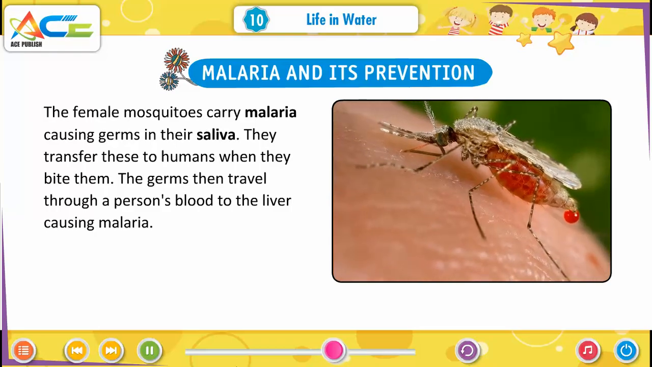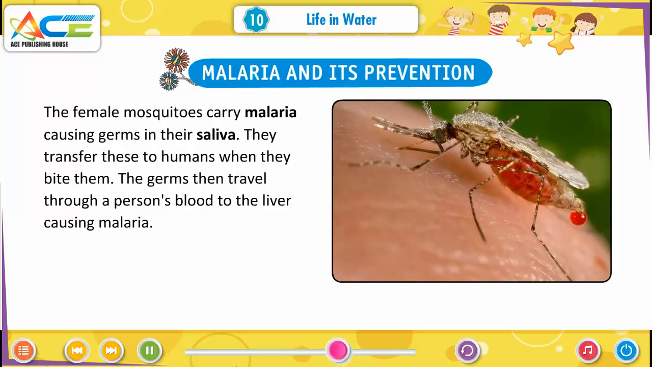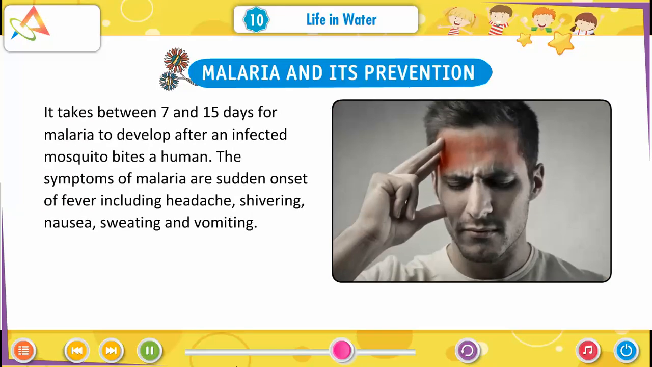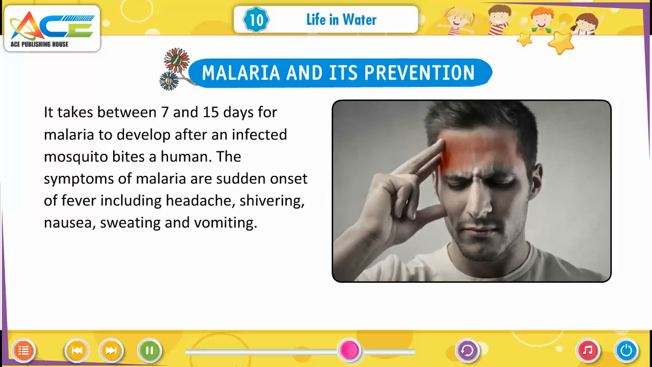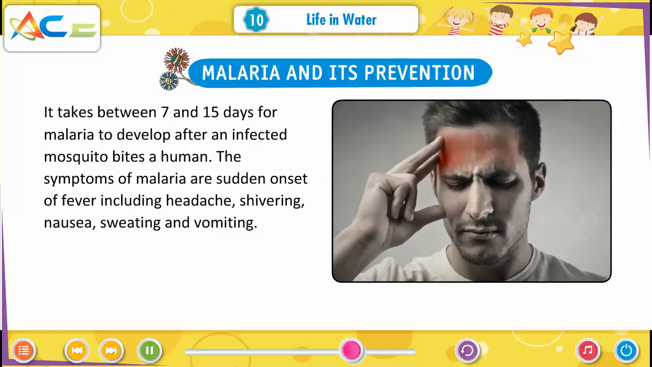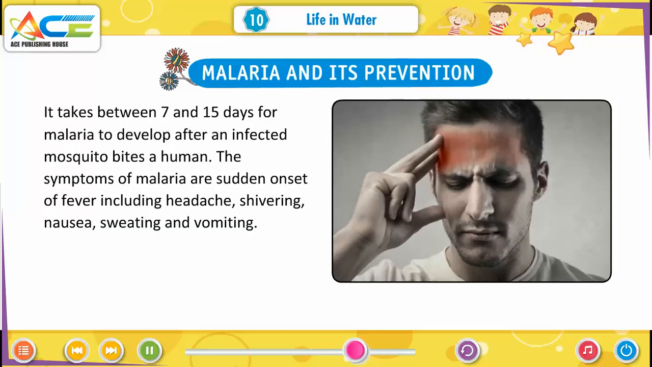They transfer these to humans when they bite them. The germs then travel through a person's blood to the liver causing malaria. It takes between 7 and 15 days for malaria to develop after an infected mosquito bites a human. The symptoms of malaria are sudden onset of fever including headache, shivering, nausea, sweating and vomiting.